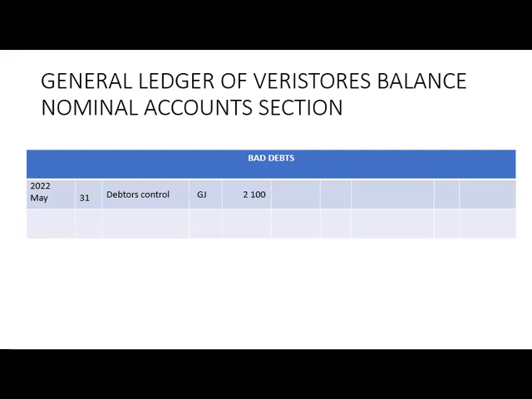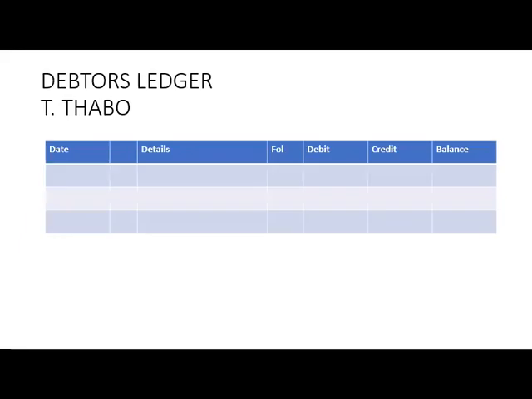In T-Table's ledger account, the balance that he was owing us was the 3,000 rand, and then we reduced it by the amount that he paid, which is 900 rand. So reductions on the credit. So he ended up owing us 2,100. But that 2,100, we also had to write it off as bad debts, which comes from the general journal. And when we write it off, it reduces what T-Table was owing us to 0.